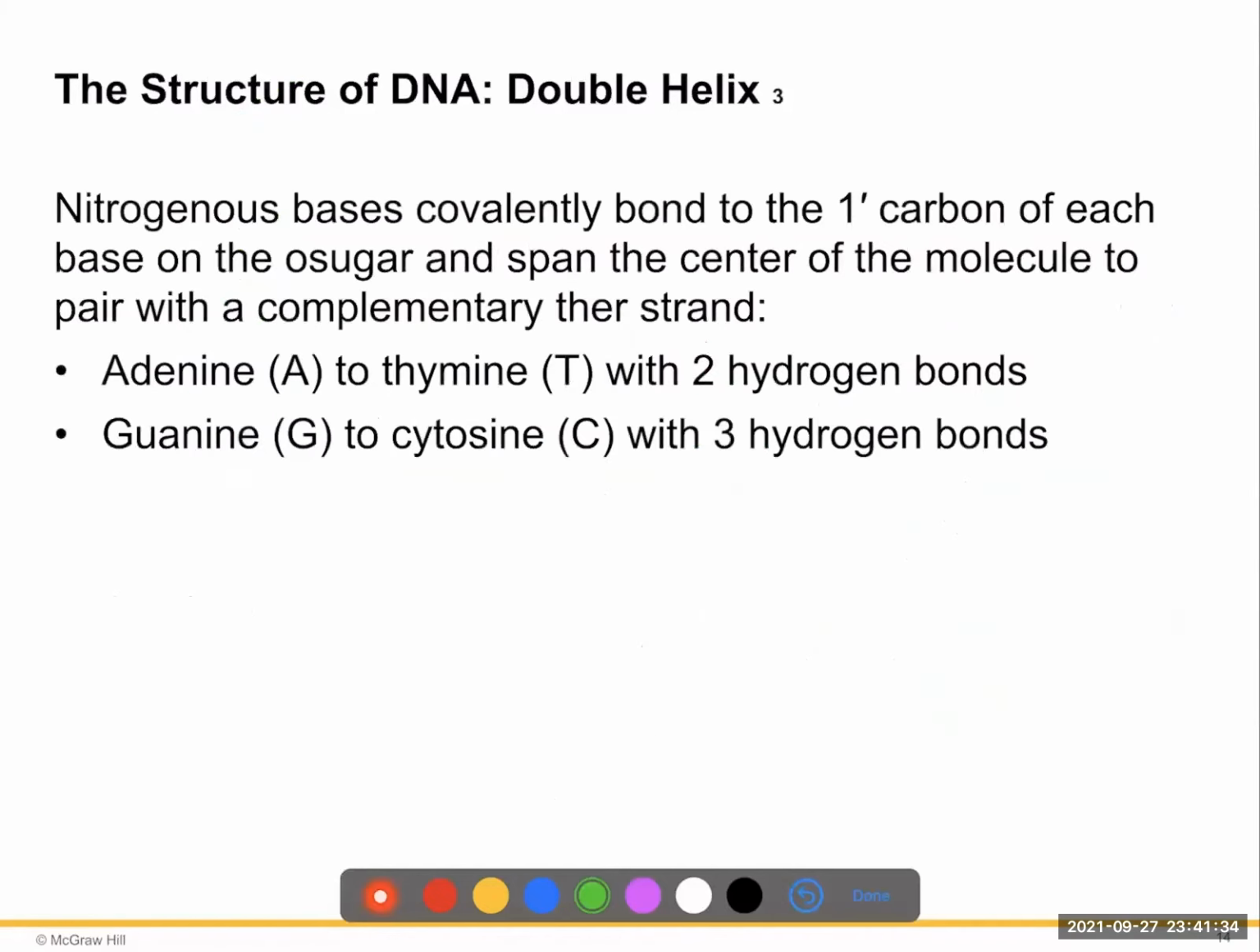Okay. So nitrogenous bases covalently bond to the number 1 carbon of each base on the sugar and span to the center of the molecule to pair with a complementary strand. Adenine pairs with thymine with 2 hydrogen bonds. Guanine pairs with cytosine with 3 hydrogen bonds.